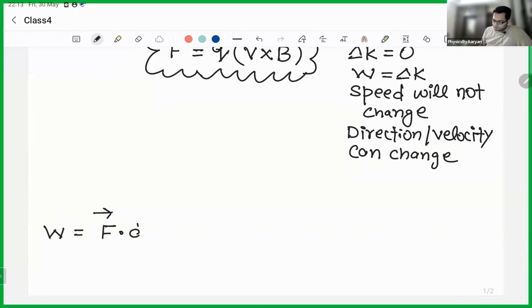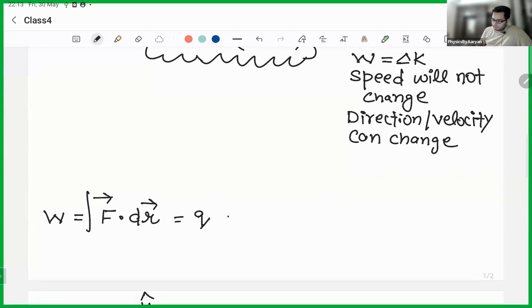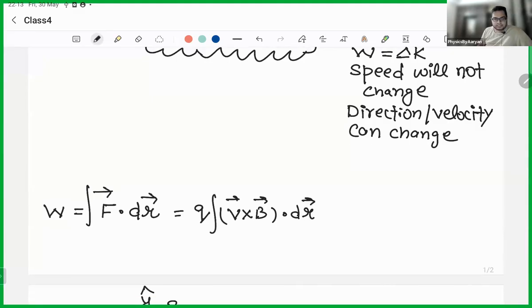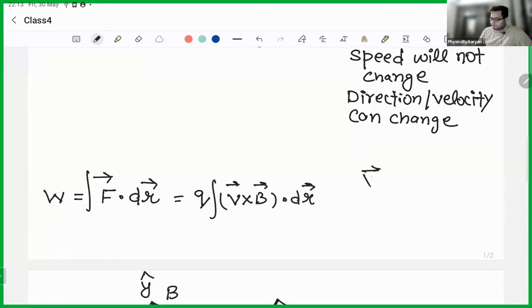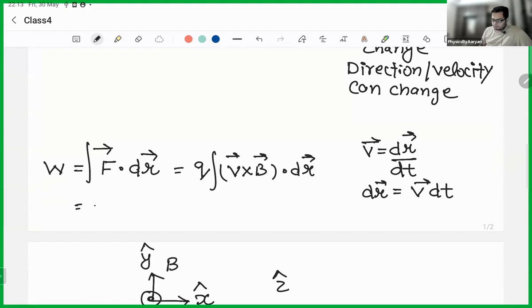Work done is given by force into displacement, and force is given by q v cross B. That is a very simple proof: v cross B dot dr. Now what I can say is the velocity is given by dr by dt. Right, velocity is given by dr by dt. So dr is going to be v dt.